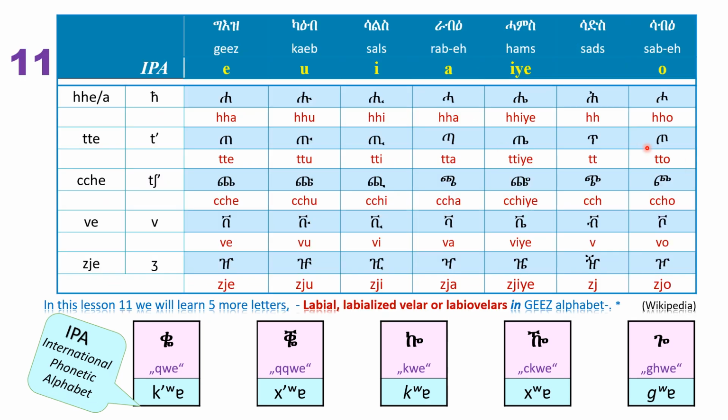In lesson 10, we have learned the letters Ha, Te, Che, Ve, Je. In this lesson 11, we will learn 5 more letters, and we call those letters labiovelars.